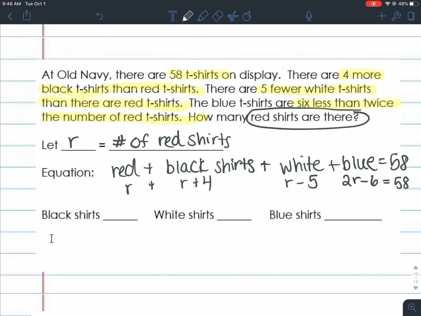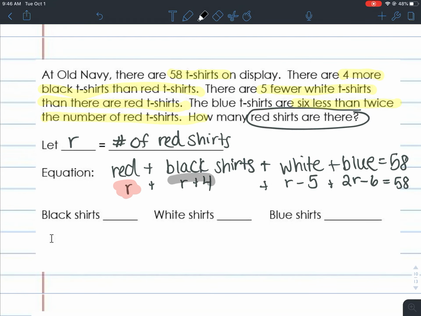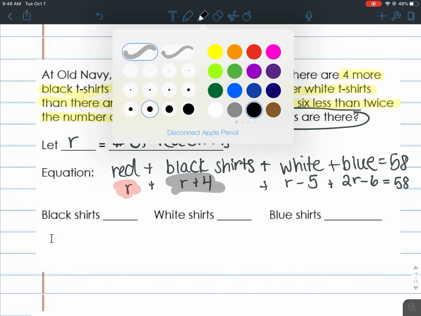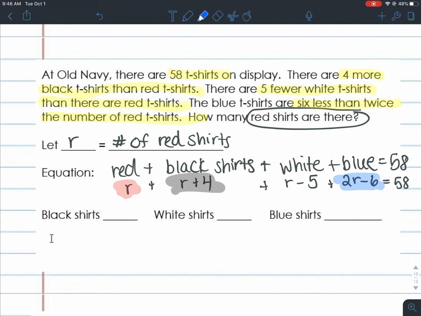And then when you add them all up, I'll just color code this. So here's the red, right? And then we have the black, and then we have white, which I'll just leave the same, and then blue. When you add all of the different shirts together, you should get 58. So that's how you set that one up.